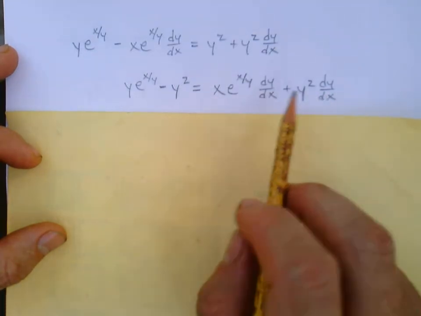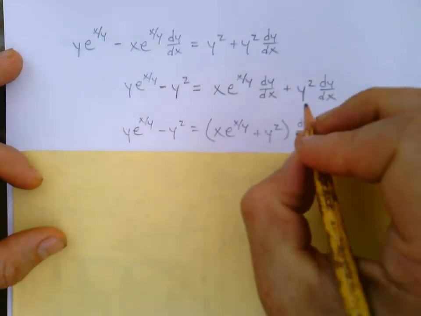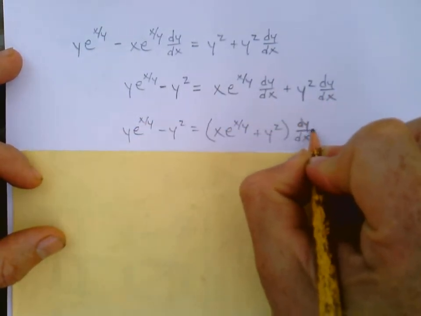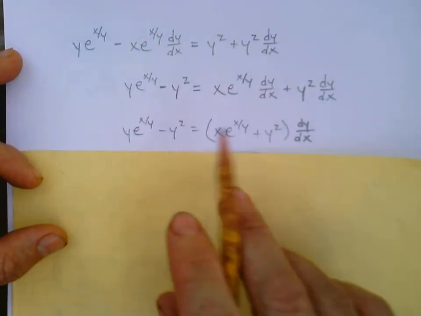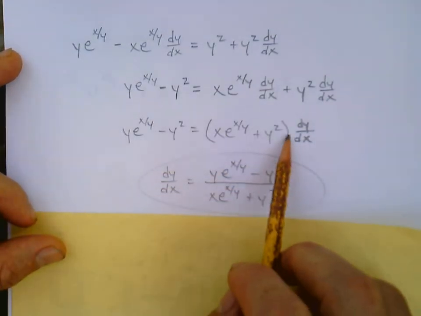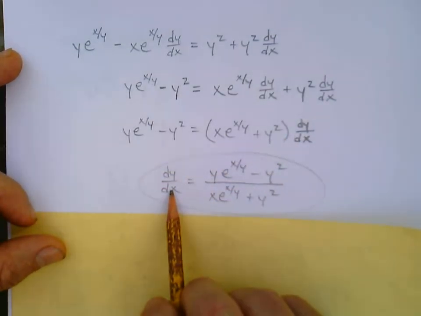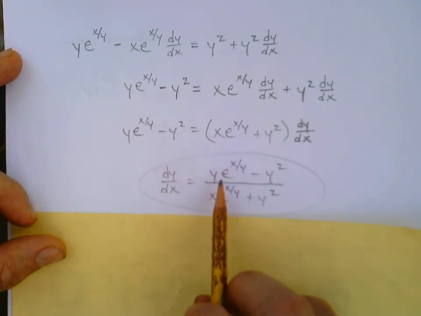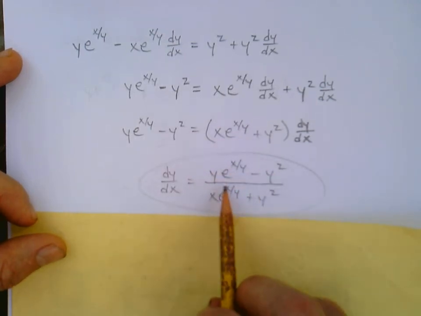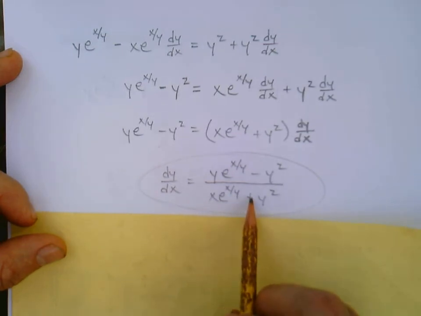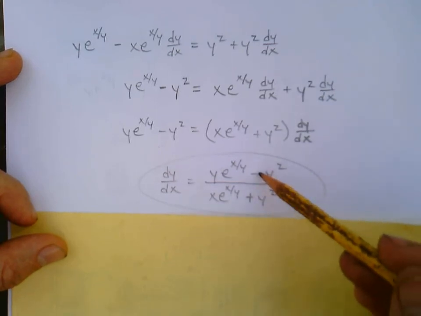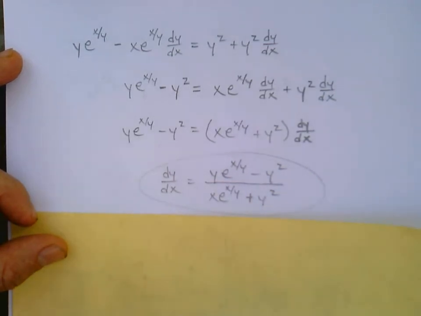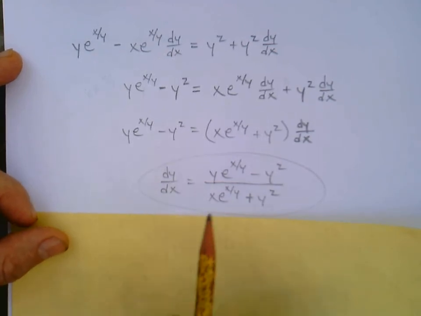Then we're going to factor the dy over dx. And finally, we're going to divide that over. I decided to reverse it, put the dy over dx on the left. That looks a bit more natural, but this is still dividing underneath. y e to the x over y minus y squared all over x e to the x over y plus y squared. There it is. Notice the beautiful symmetry. I mean, the only difference is a plus and a minus. You would not expect that. What a derivative. That is gnarly.